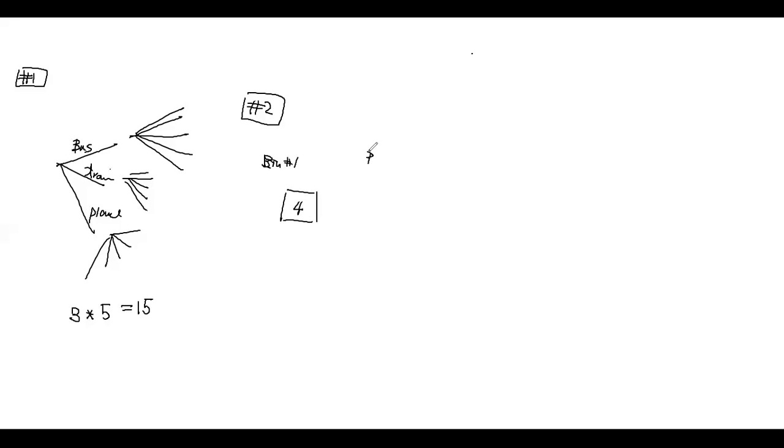Then bin number 2 here, how many parts? I have 3. In the same way, this is bin number 3. How many parts here? I have 5 parts. And bin number 4, how many parts here? I have 4 parts here.